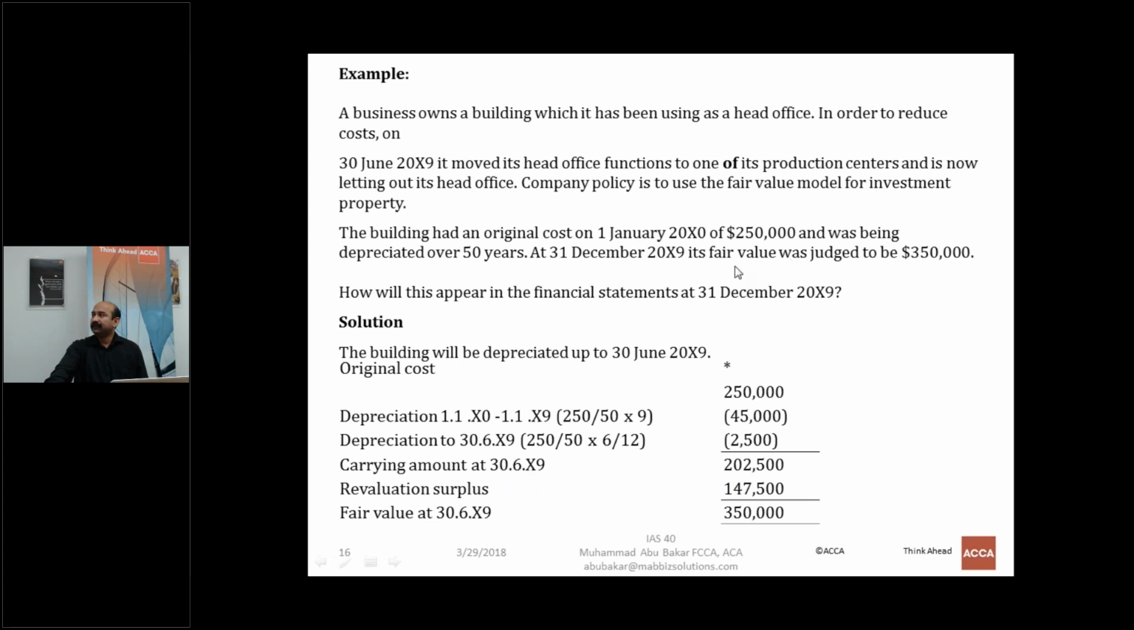Then we determined its fair value. We assume that this is the revaluation. We revalued it and determined its fair value. So the difference between this figure and 350,000 is the revaluation surplus. This will be treated in accordance with International Accounting Standard 16. So now onward, 350,000 will be the deemed cost for this investment property on 30th June 2009. This means this property is increased to 350,000.